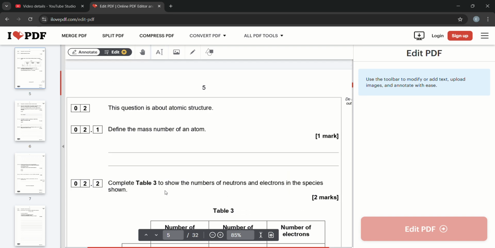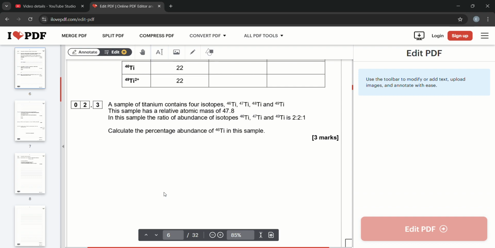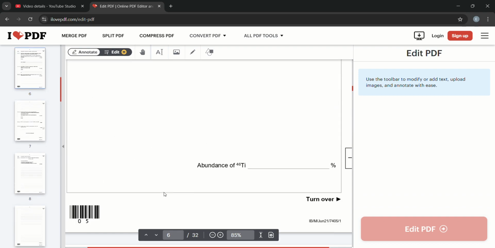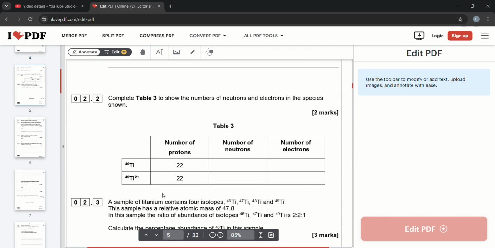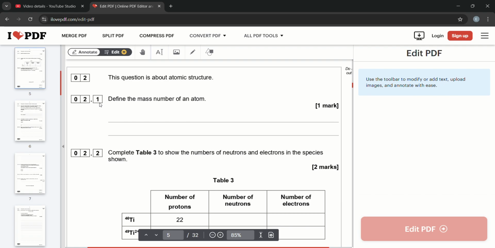Question 2 on June 2021, paper 1. So question 2, only 3 parts. Part 1, define the mass number of an atom. So question 2, define the mass number of an atom.